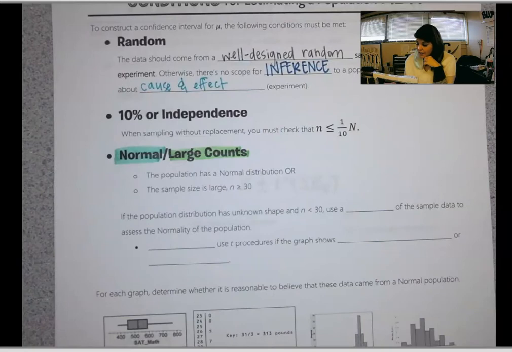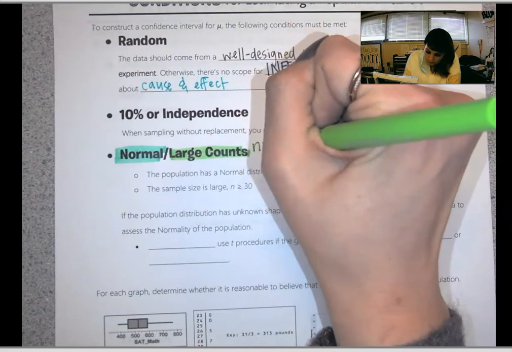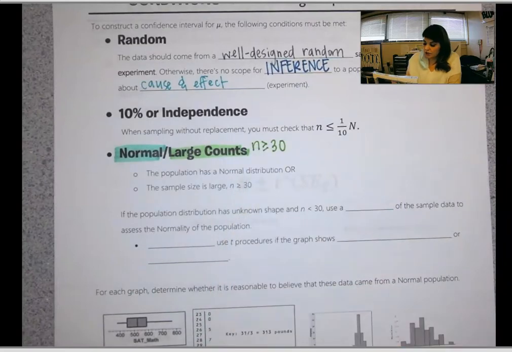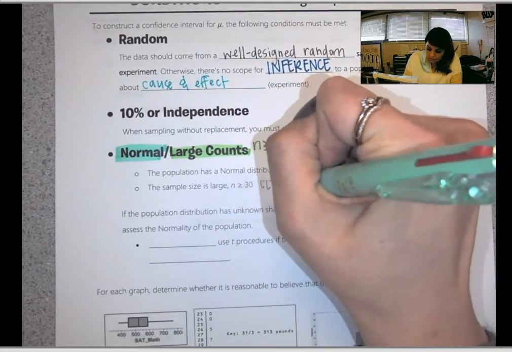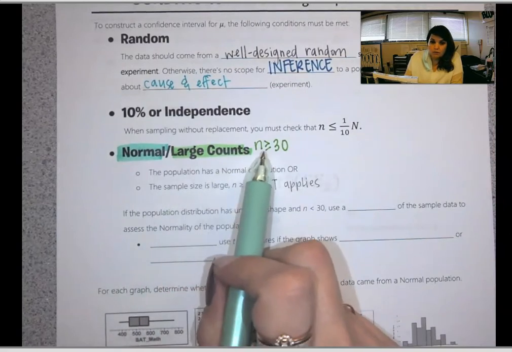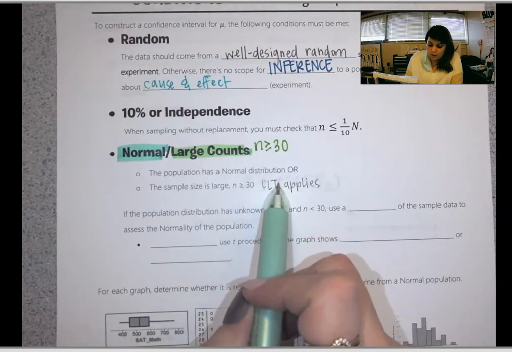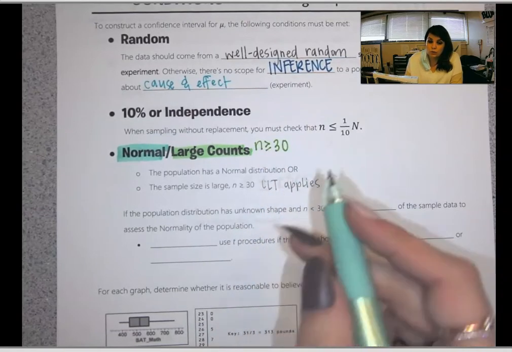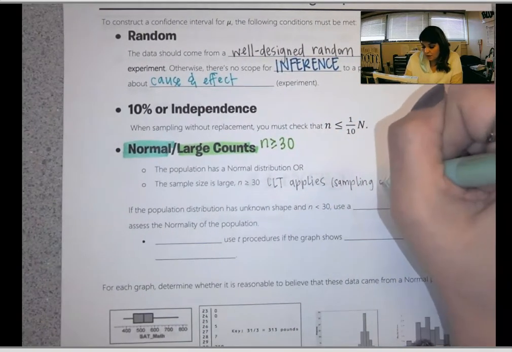If our sample size is greater than or equal to 30, we're in a large counts situation, and that means that the central limit theorem applies. That's this bottom bullet point. If our sample size is greater than or equal to 30, the central limit theorem applies, and that says that our sampling distribution is normal. So the central limit theorem has to do with your sampling distribution.